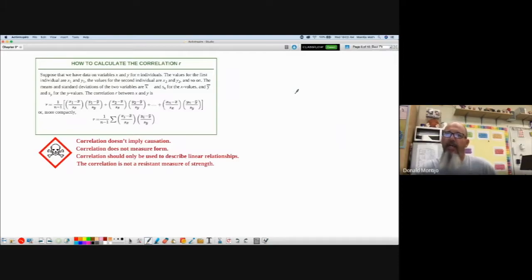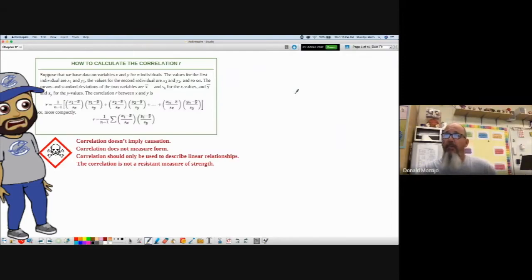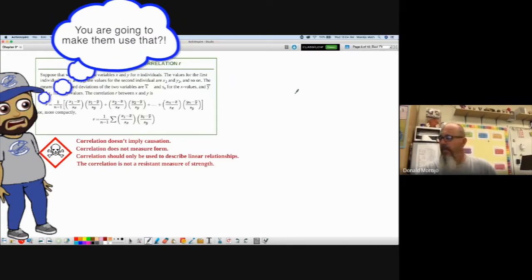How do we calculate correlation? Well, there is this crazy looking formula here. What we're going to do is take each individual X, subtract the mean of X, divide it by the standard deviation. Take each individual Y minus the mean of Y, divided by its standard deviation, and we're going to multiply those two values together. We're going to do that for each and every data point in the data set. And then we're going to find the sum of all those and then divide it by n-1.